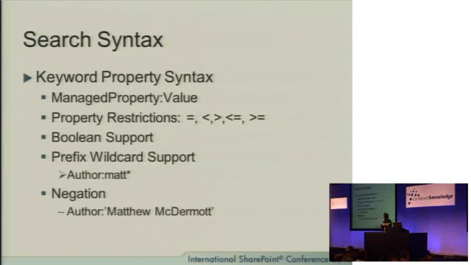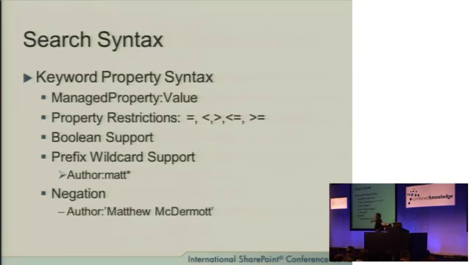So in 2007, we could do property-based queries where you use the managed property name, a colon, and the value that you're seeking, and that would return results. So for instance, if I did author colon Matthew McDermott, it would pull back any documents that I was tagged as the author of. But in 2010, we can also do property restrictions. Equals is kind of a no-brainer, but if you want to know documents that were authored in the last 24 hours, then you can use a greater than and a less than to be able to get back those property restrictions, or get back those documents of type.